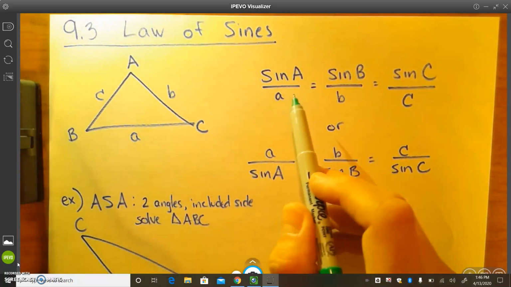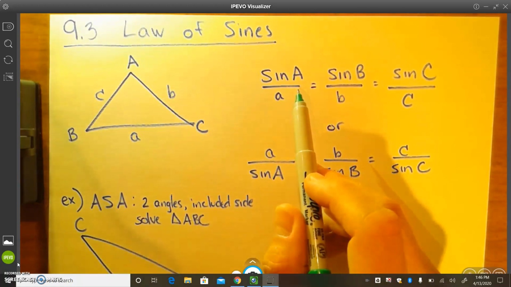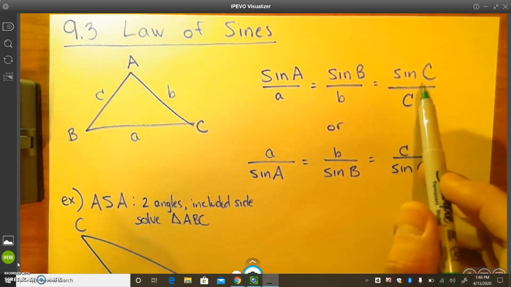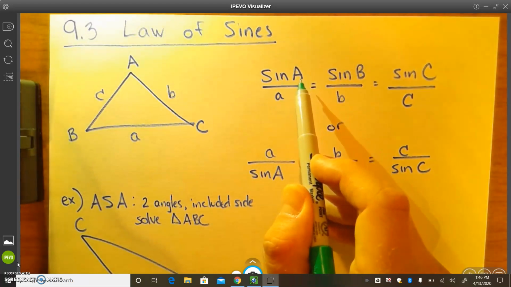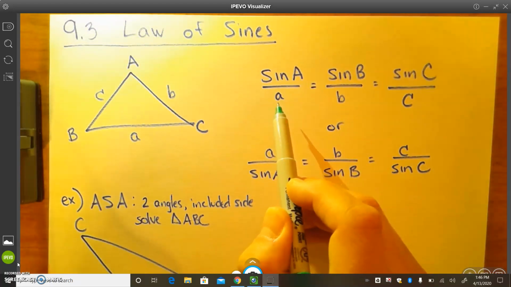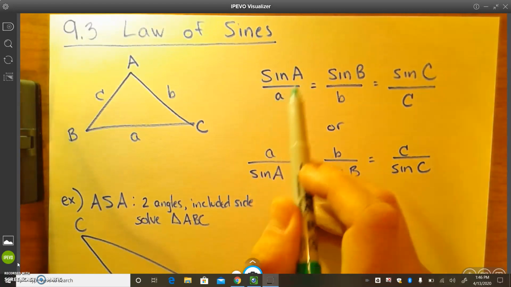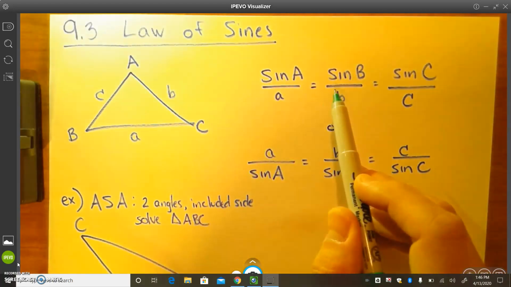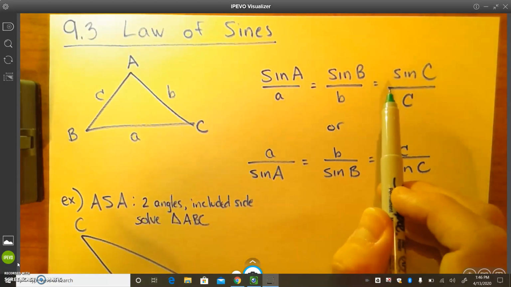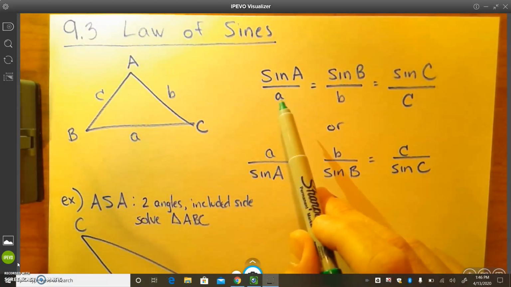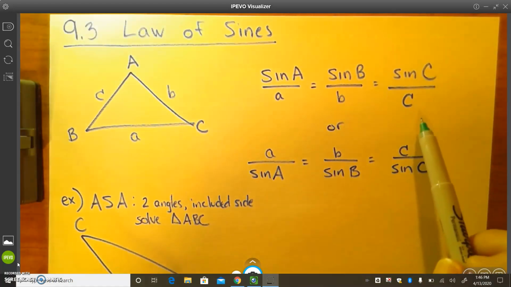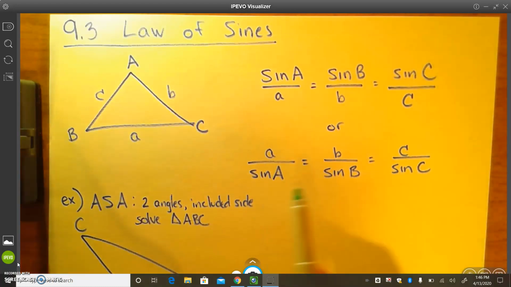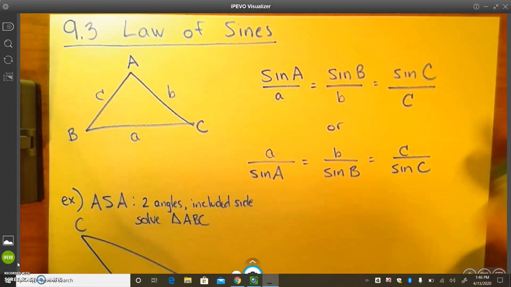The law of sines is a really powerful but very simple formula, and it's a ratio. It's a series of proportions, really. If I take the sine of any of the angles in a triangle and divide it by the opposite side length, that proportion holds for all three possible proportions. So sine A over side a, sine B over side b, sine C over side c is true. And of course, if I reciprocate all three fractions, it doesn't matter which of these you use, they're equivalent.